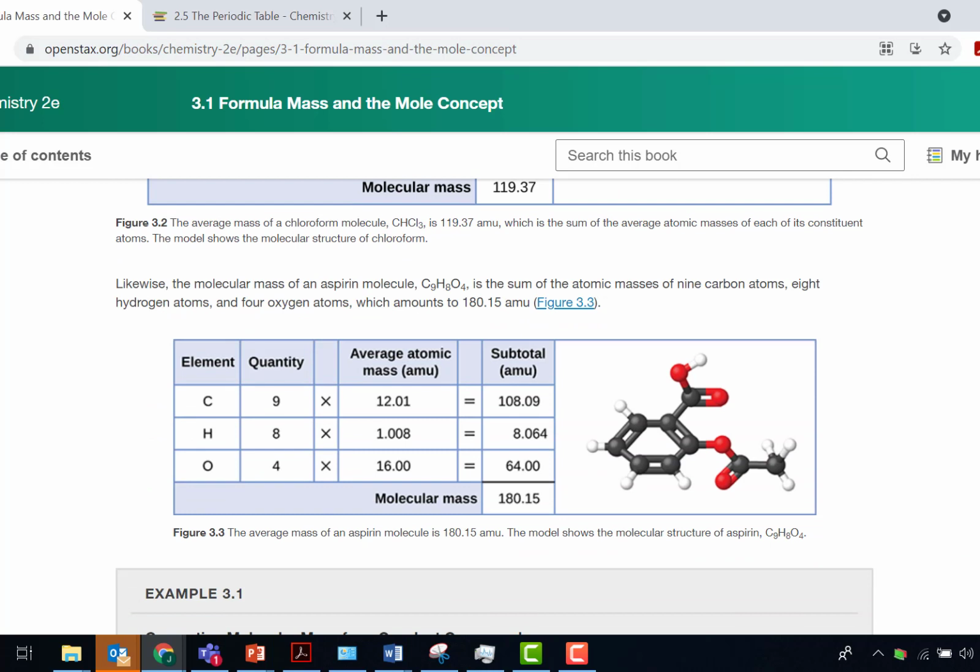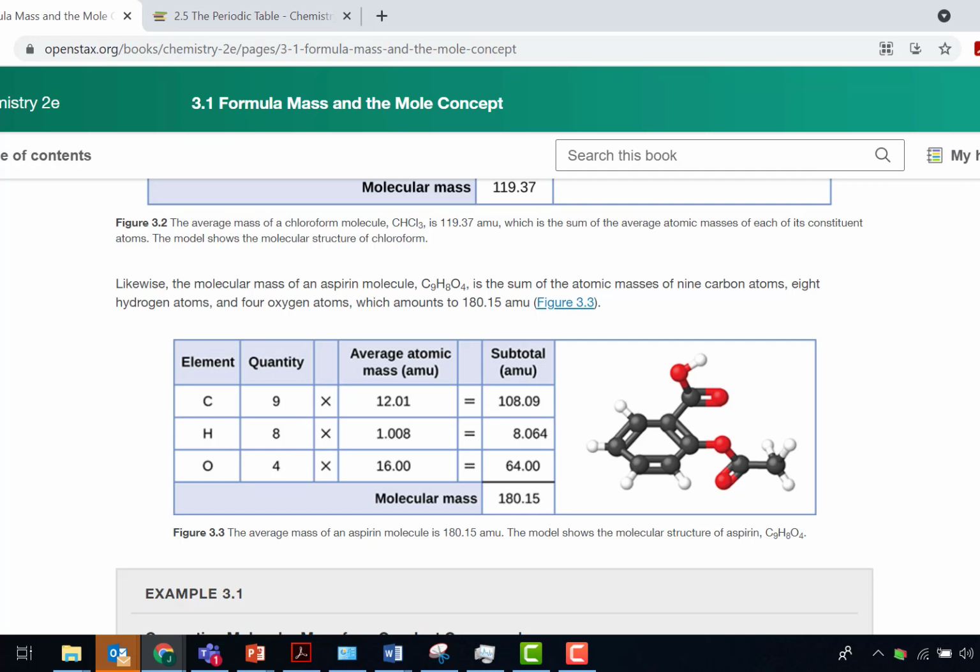Here is a more involved example. I'm not going to go through this in detail, but you can see that kind of the same thing. We have the subscripts telling us how many atoms we have of each of these elements, and we're multiplying whatever that number is by the number we look up from the periodic table to get the subtotals, and then we add the whole thing together.